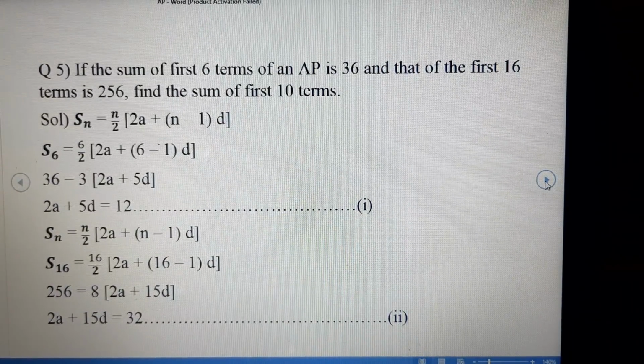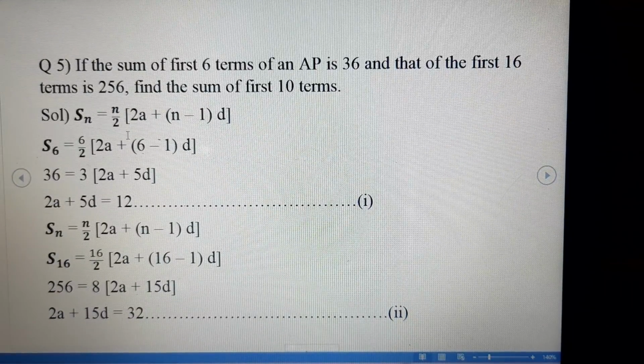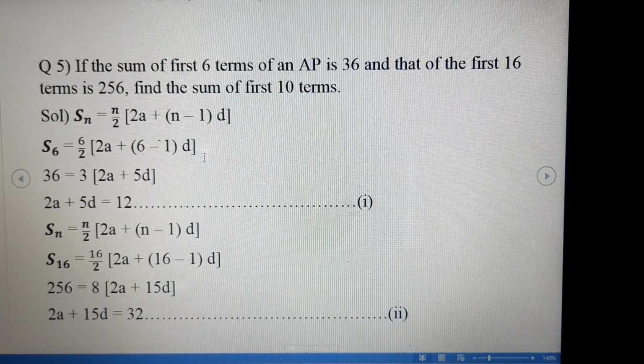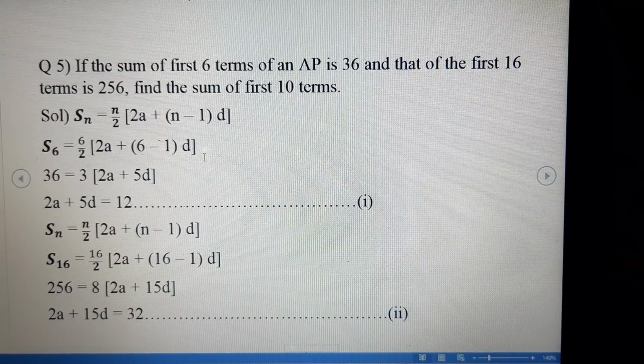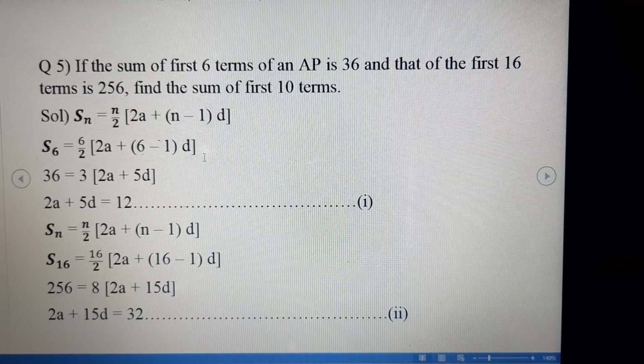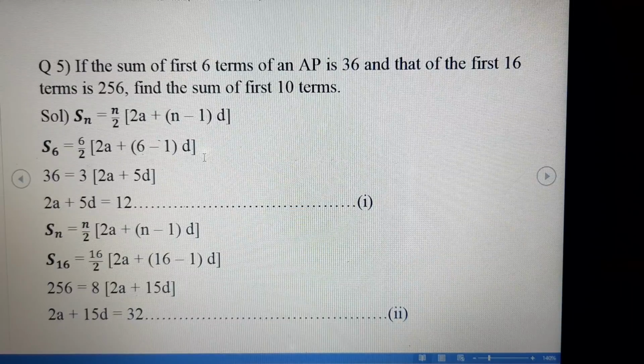Are you getting it? So we are going to apply the formula Sn is equal to n upon 2, 2a plus n minus 1 into d. In general, we apply this formula only. We'll use Sn is equal to n upon 2, a plus l when they have given any information about the last term. Otherwise, in general, we have to use the formula Sn is equal to n upon 2 within bracket 2a plus n minus 1 into d.